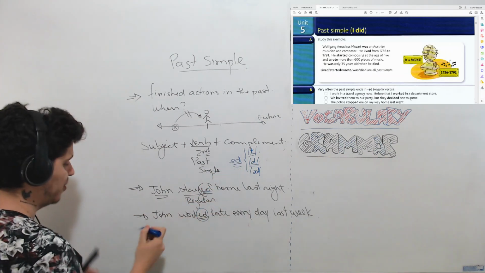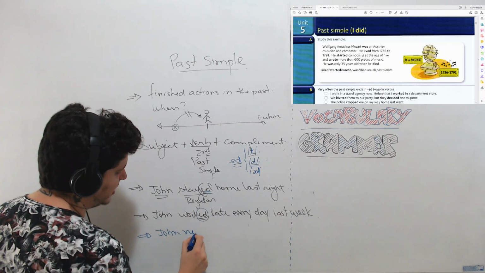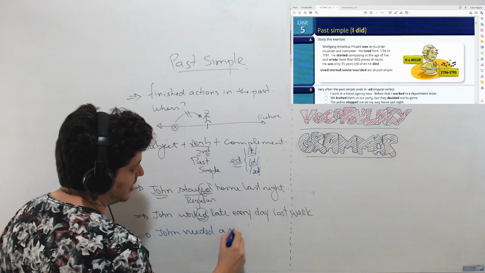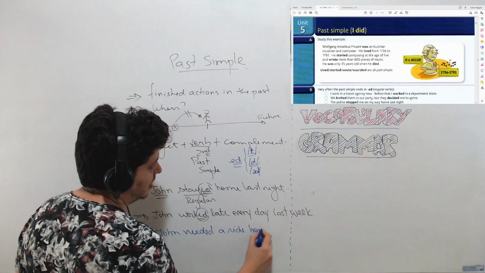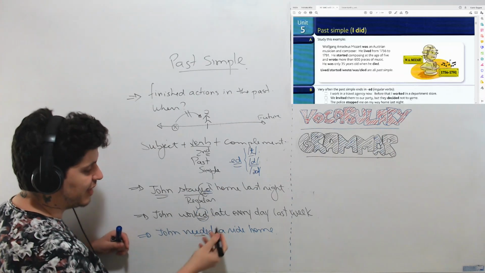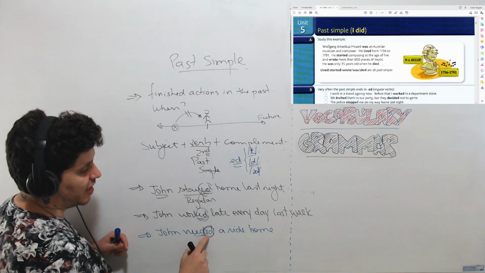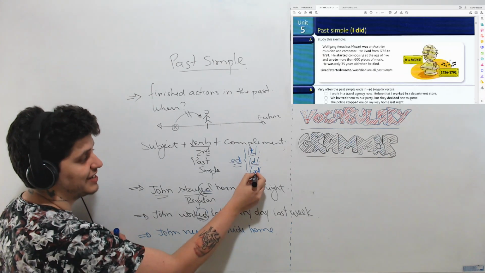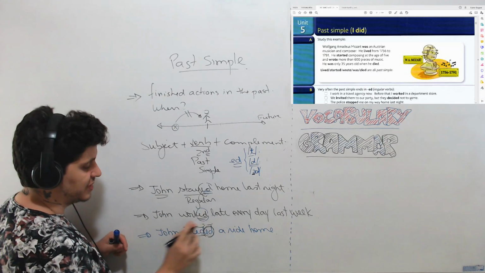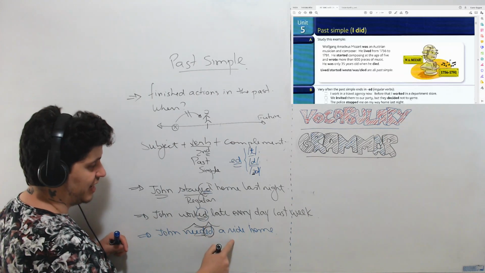For example, when we think of John needed a ride home. John needed a ride home. Observe that need, again, it's a regular verb, it's an affirmative sentence, and this ed over here is not pronounced ad, it's pronounced ed, like needed. Needed. We've got two syllables happening here. Needed. John needed a ride home.